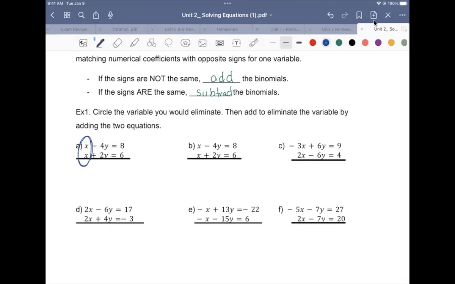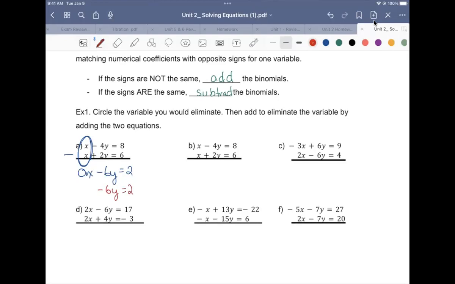Now, because the signs on them are the same, that means I'm going to subtract these binomials from one another. So when we do that, x minus x is 0x. Negative 4y minus positive 2y is negative 6y. And 8 minus 6 is 2. So if I rewrite that, I would get negative 6y is equal to 2.